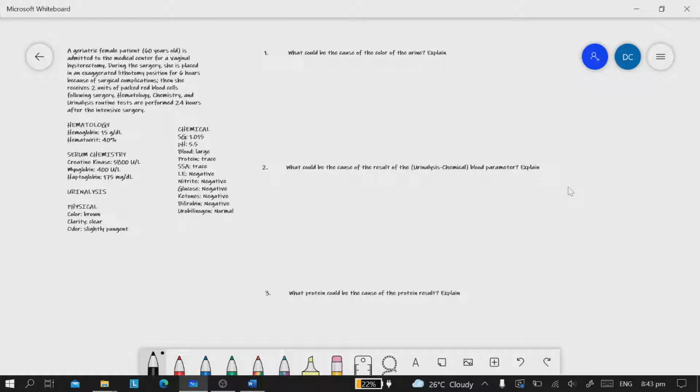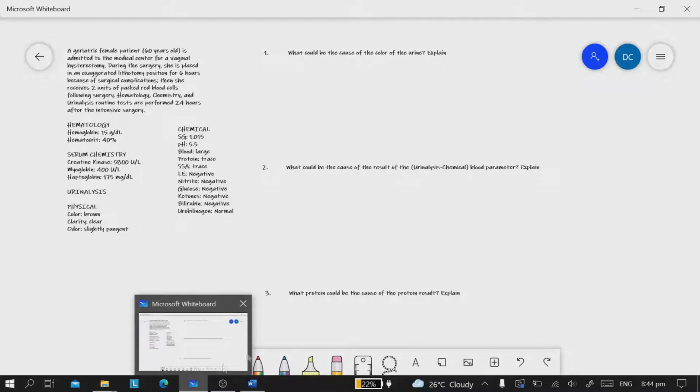So we have a geriatric female patient, 60 years old, who is admitted to the medical center for a vaginal hysterectomy. During the surgery, she is placed in an exaggerated lithotomy position for 6 hours because of surgical complications. Then she receives 2 units of packed red blood cells following surgery. Hematology, chemistry, and urinalysis routine tests are performed 24 hours after the intensive surgery.